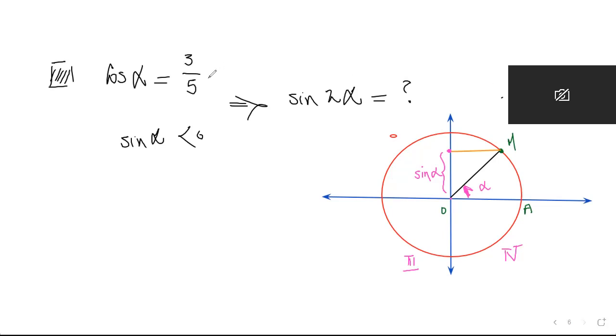Guys, look at that. But look at the cosine. Cosine is positive. What is the cosine? Is the projections along where? Along the x. This is going to be cosine. Then you see that, guys. If we have the cosine positive, and the sine is negative, we are located at quadrant number 4. Now, we ask ourselves, what is the sine of 2 alpha?